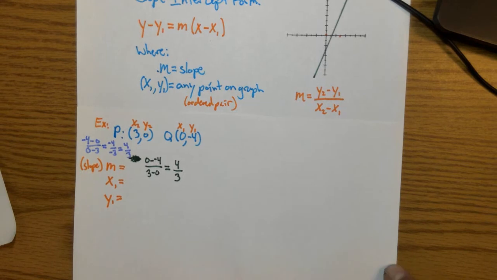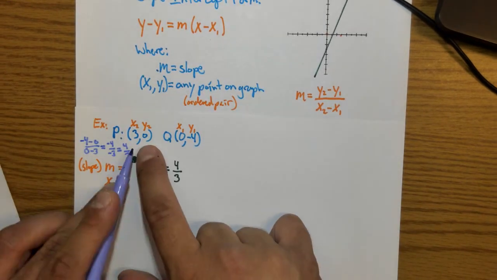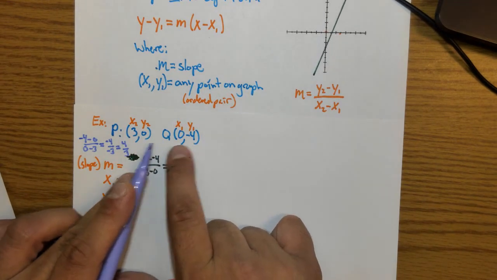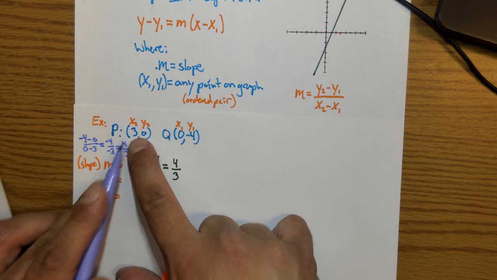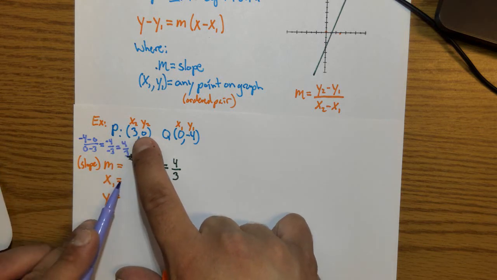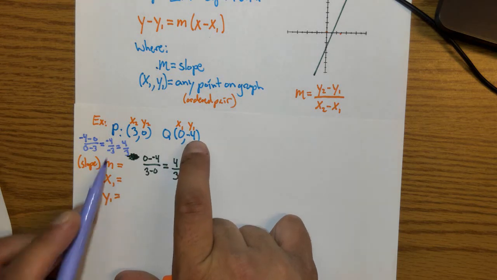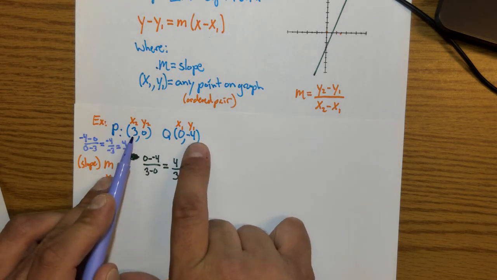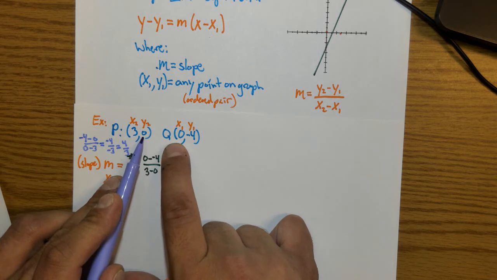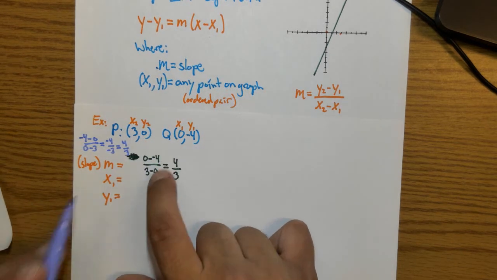We just need to pick any point, and we can either pick P or Q. Just be careful. If we pick x2 for this, we need to pick y2. Or if we pick x1 for this, we need to pick y1. We can't pick x2 and y1, or x1 and y2. They need to be from the same point, okay?